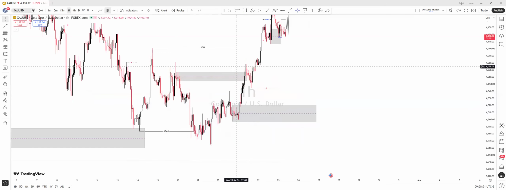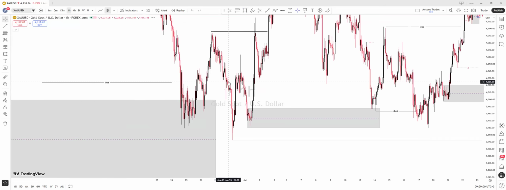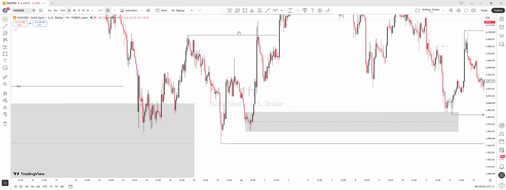You see, now we have a change of character to the upside. So that is an indication that the market is respecting this internal structure here. All right, from the 1 hour time frame or from the 4 hour time frame, which is also a good change of character.